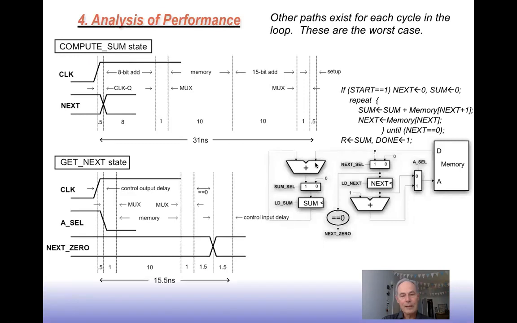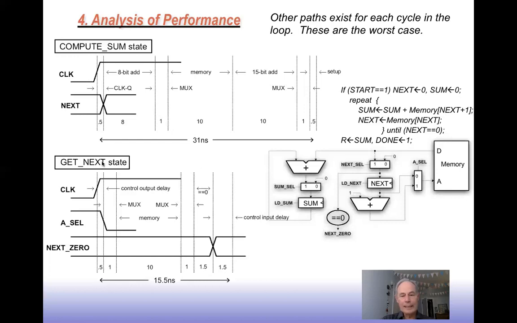It's going into this adder here. A 15-bit add, it turns out, has, in this example, a 10 nanosecond delay. Then there's 1 nanosecond for this multiplexer. And then we need 0.5 nanosecond setup time for the sum register. Right? Because at this point, the clock will go down here, and the clock's going to go up somewhere over here. So we need to guarantee 0.5 nanosecond before the rising edge of the clock. So the soonest that clock edge would be is right at this point here. If you add all that up, that's 31 nanoseconds. So that's the critical path for this compute sum.